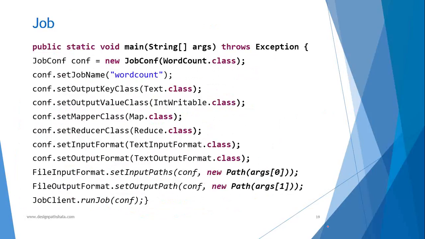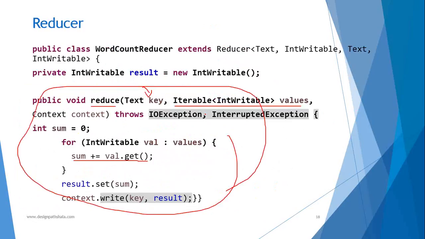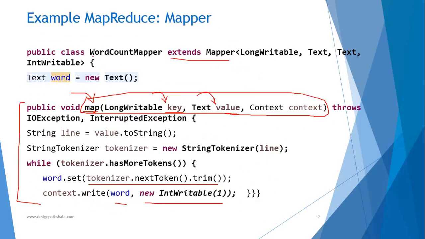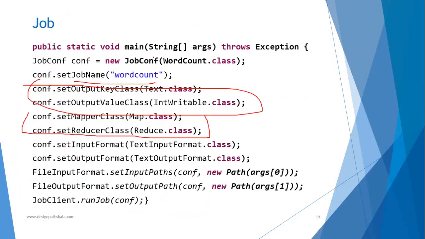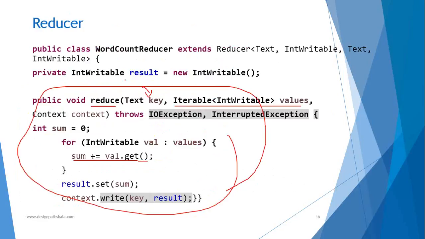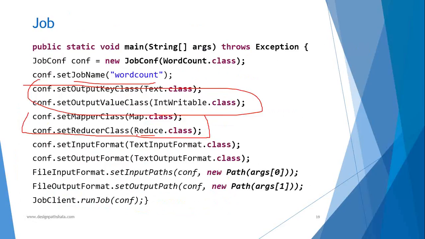Here I'm just setting the job name, which is word count. Just ignore these things, I will talk about them in some time. I am setting my mapper and reducer class. The mapper class is the map class which I gave, so this will be your word count mapper, and the reducer class will be your word count reducer, with dot class.